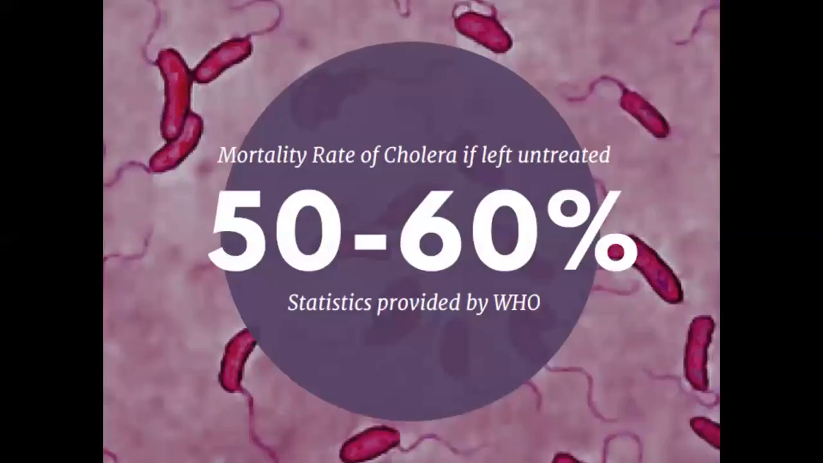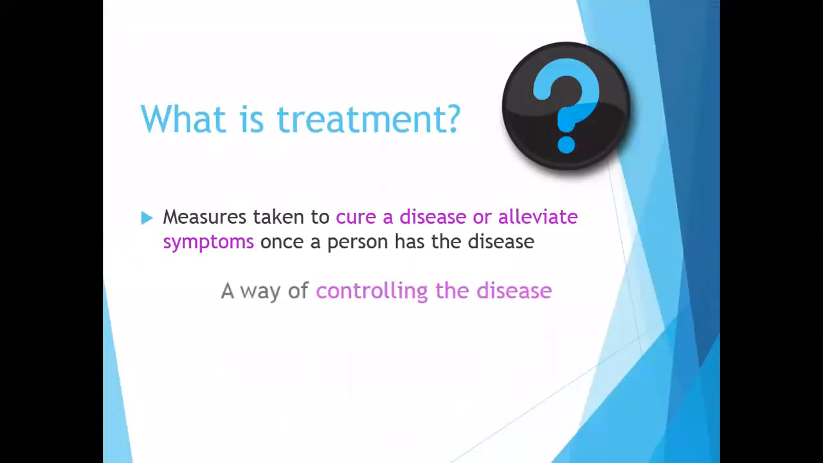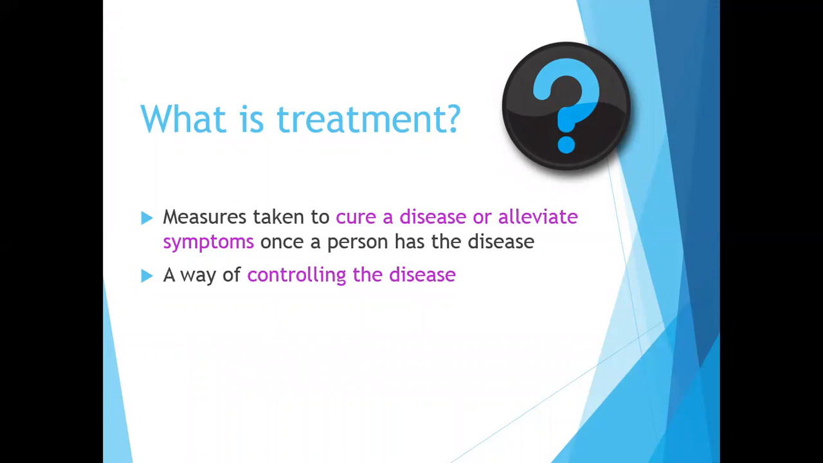to the family. Now, the mortality rate of cholera. Mortality means death. The death rate of cholera, if left untreated, is 50 to 60%. This is a statistic provided by WHO. So a person with cholera, if not treated, may die. So usually what kind of treatment is needed? Before that, what is treatment? Treatment is measures taken to cure a disease or alleviate symptoms once a person has the disease.